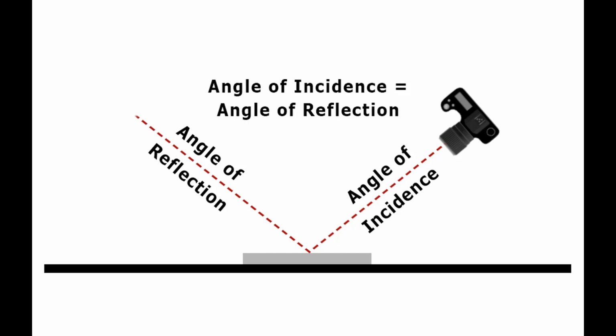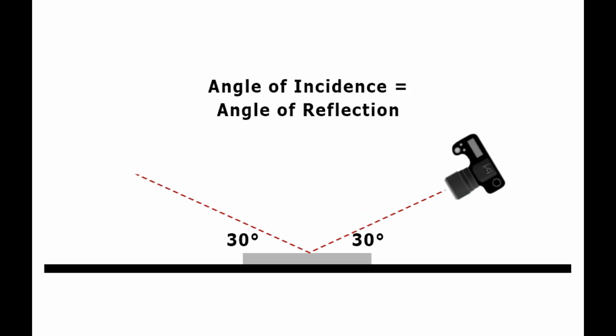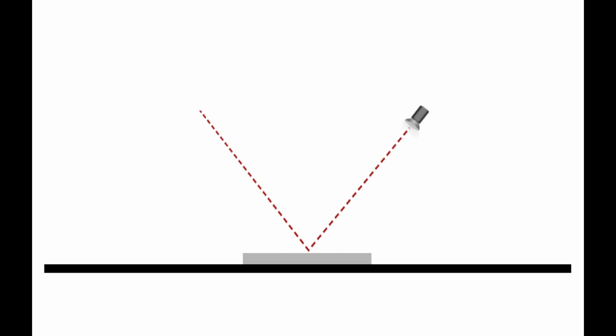So what that means is if my camera is pointing to the mirror at a 45-degree angle, what I see in the mirror is at a 45-degree angle as well. If I move my camera to a 30-degree angle, what I see in the mirror is what's being reflected from that same 30-degree angle. If we look at things from the point of view of the light source rather than the point of view of the camera, it works exactly the same way.